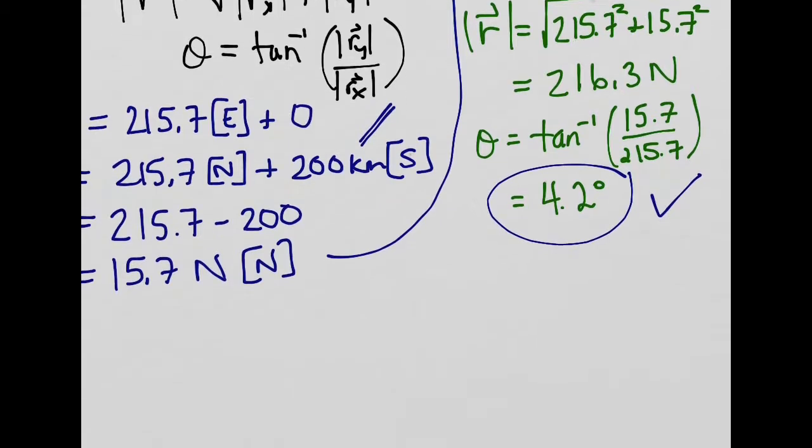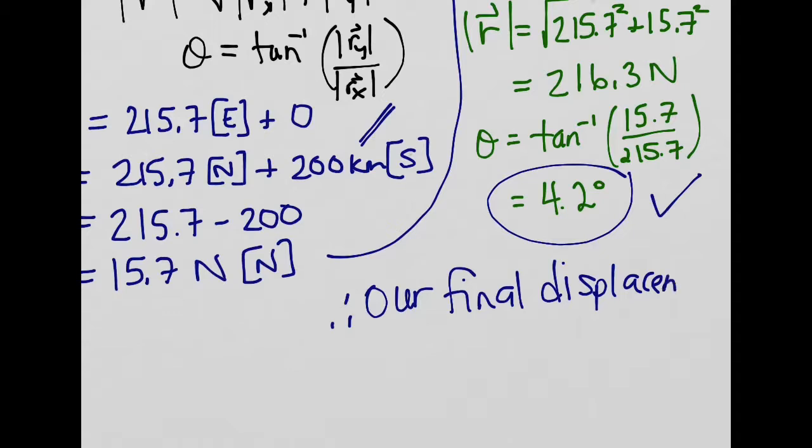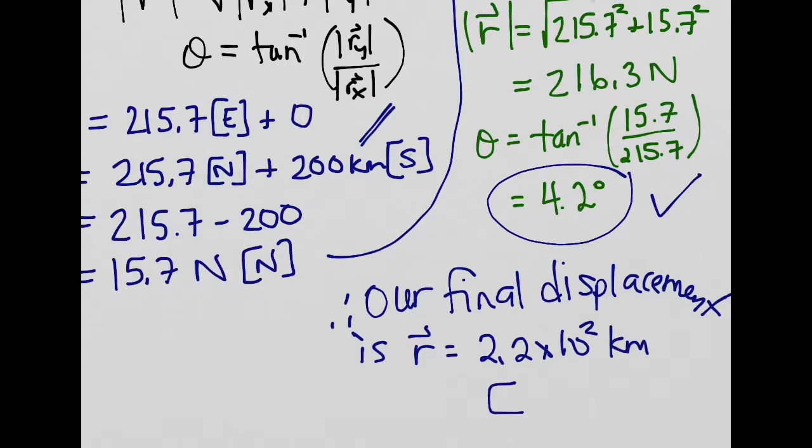Okay, so our final answer, I know it seems like forever ago that we started this question. Our final displacement is 2.2 times 10 to the 2 kilometers north, 4.2 degrees east. Whew.